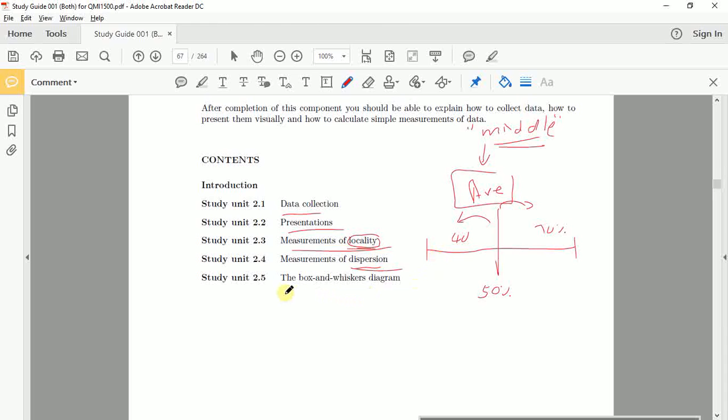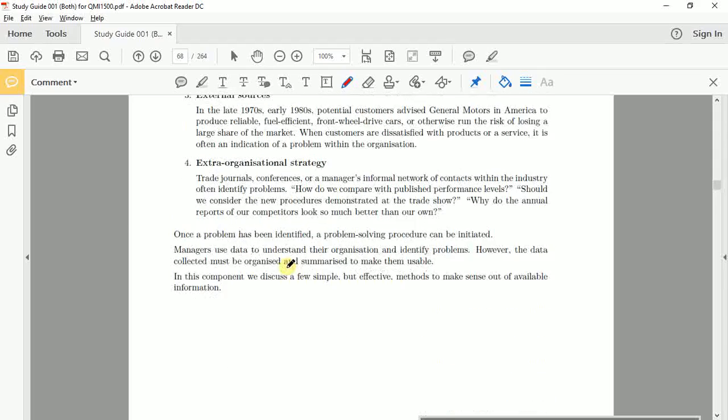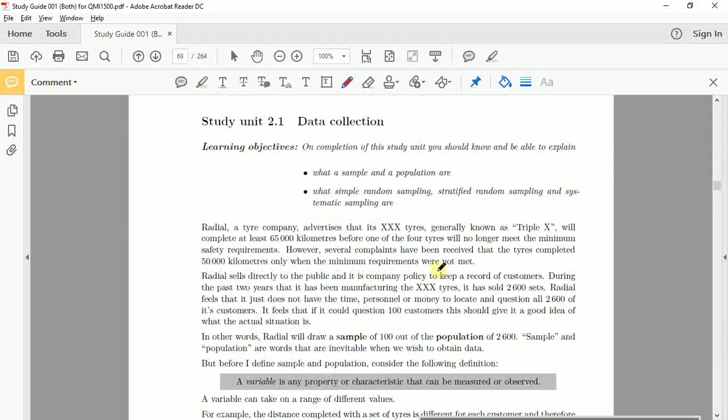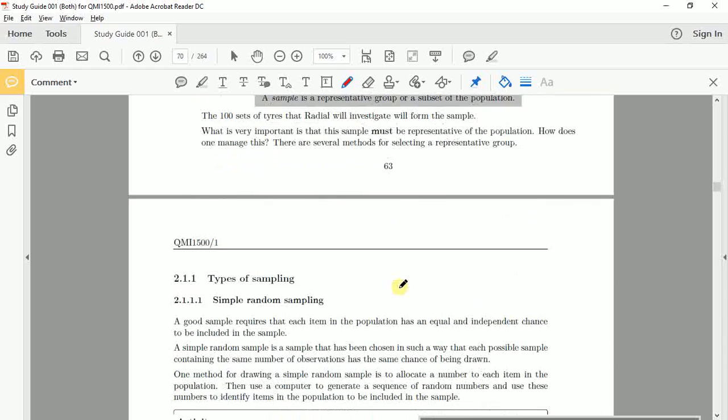Then you've got box and whiskers diagram. That's just a way to represent data. Here they talk about collecting information. This would be like statistics. Getting data and then compiling the data and then creating an analysis.